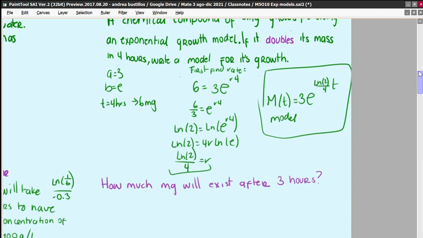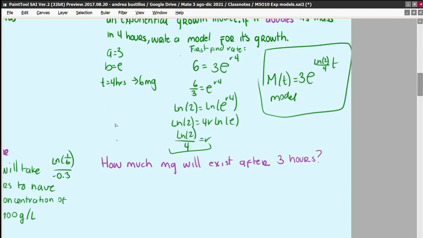Now, once that I have my model, the problem is asking me another thing. Is how many milligrams will exist after 3 hours. So the problem is asking me about amounts. When? In 3 hours. So it's giving me a time value and it's asking me a mass or milligrams answer. So what I have to do is to plug the hours where the hours go and to find the milligrams. That is, in other words, I have to evaluate my model in 3.